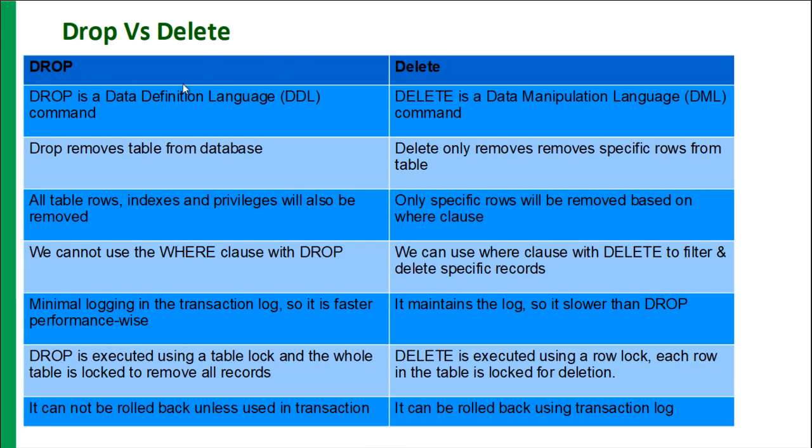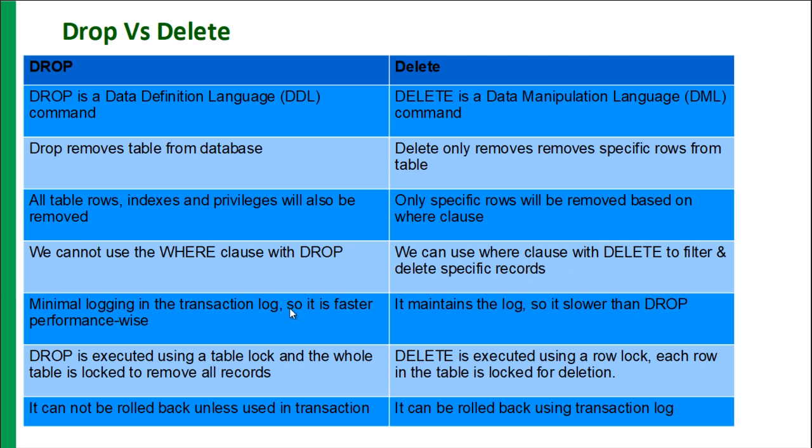Let's look at drop versus delete. Drop is a data definition language command, delete is a data manipulation language command. Drop removes the table from the database, whereas delete removes specific rows from the table. All table rows, indexes, and privileges associated with that particular table will be removed, whereas only specific rows will be removed. We cannot use a where clause with drop, but we have to use a where clause with delete.